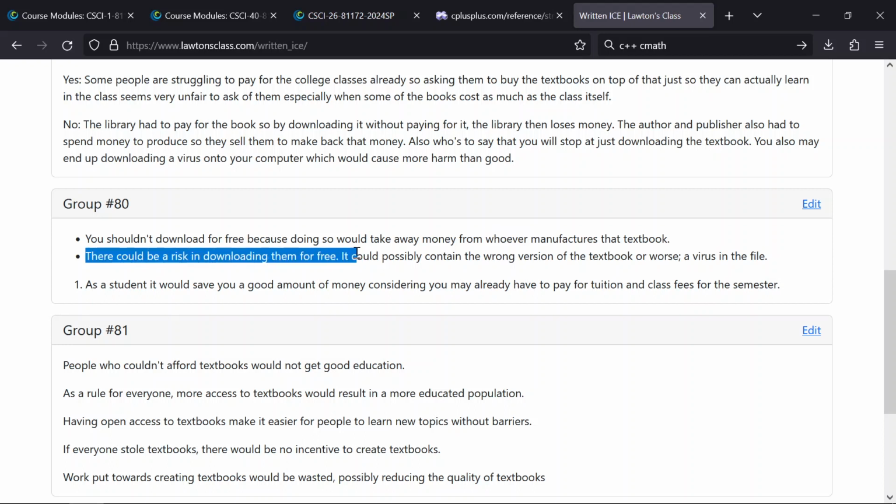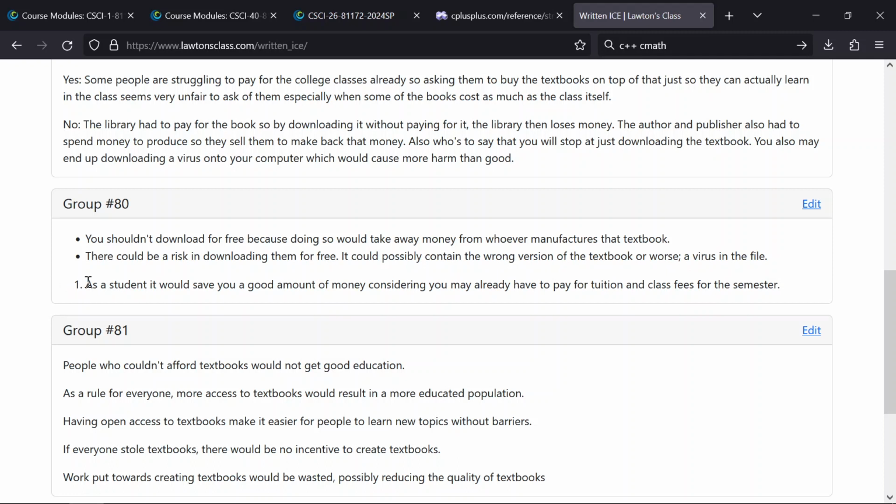There could be a risk in downloading them for free. That's a good one. I haven't heard that one yet in all the semesters I've been teaching this class. That's a great idea, because maybe it's a virus. Like you just download, it's not a PDF, it was .exe or something. You couldn't tell. It could possibly contain the wrong version of the textbook or, worse, a virus. Great argument. Yeah, so those are some good reasons to not want to do that.